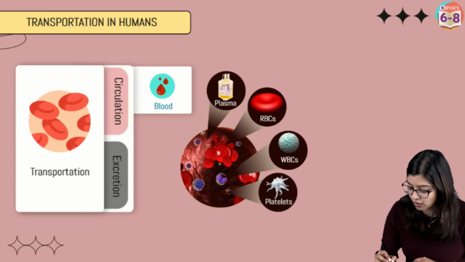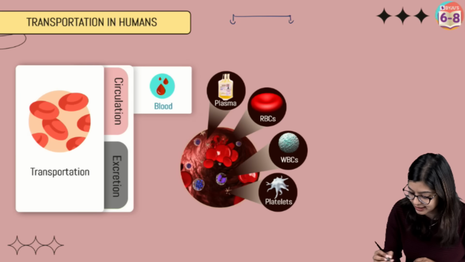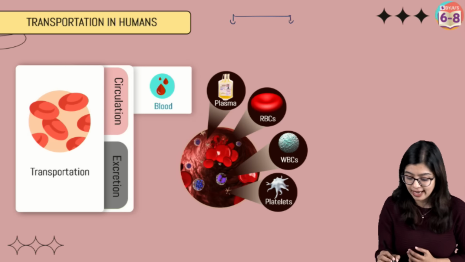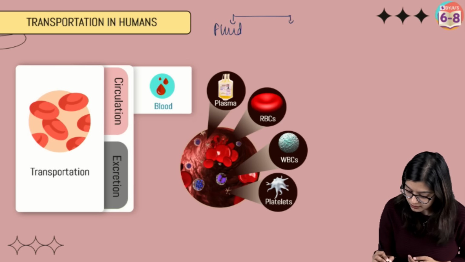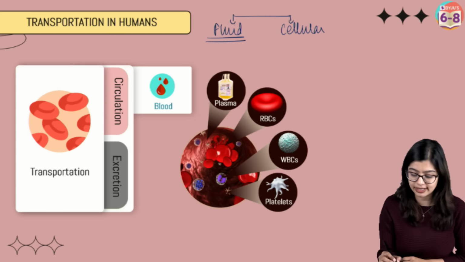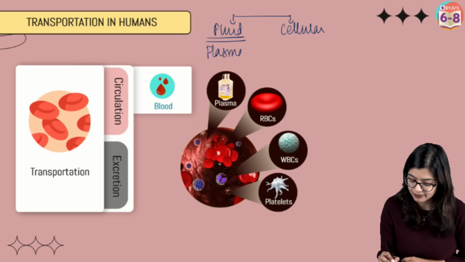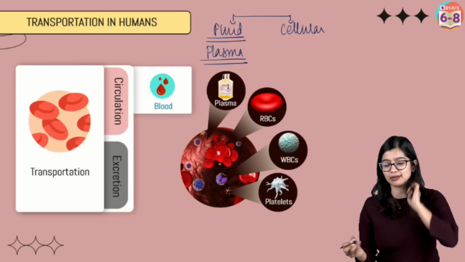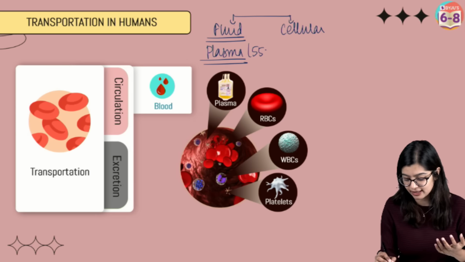Now, broadly, the components of blood can be categorized into two. We see that blood has a fluid part and it has a cellular part. Now, the fluid part of blood is what we call plasma. Plasma makes up about 55% of blood.